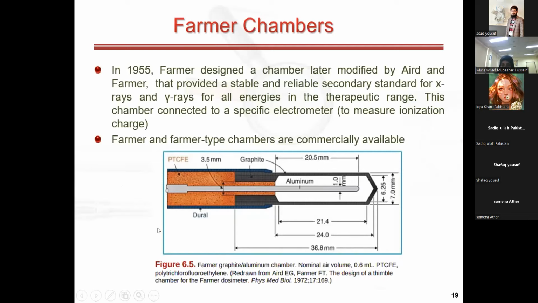This is the basic schematic diagram of the Farmer chamber. This is the wall of the Farmer chamber. It is made of graphite, and graphite is a conducting material. So this graphite wall acts as the outer electrode. And then there is an inner or central electrode made of aluminium, its diameter is 1 millimeter. And this central electrode is connected to the electrometer. These are the exact dimensions of the Farmer chamber that was designed by Farmer.